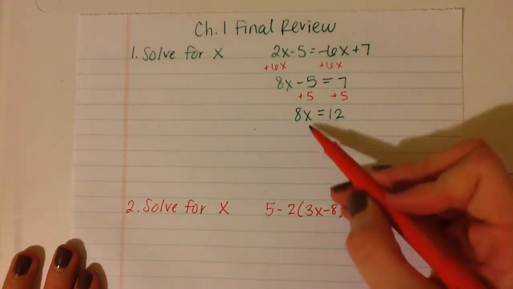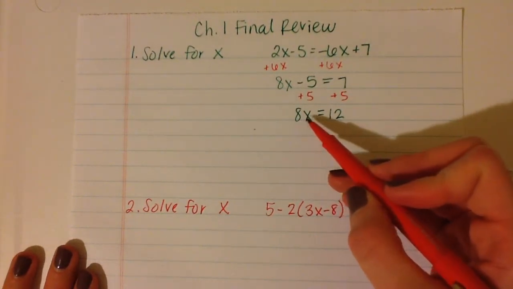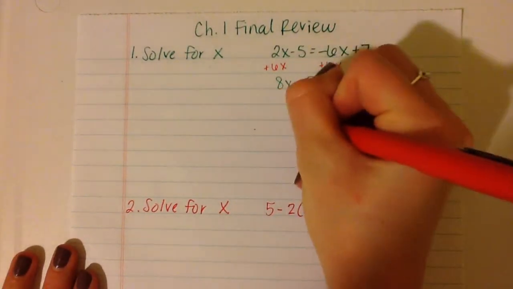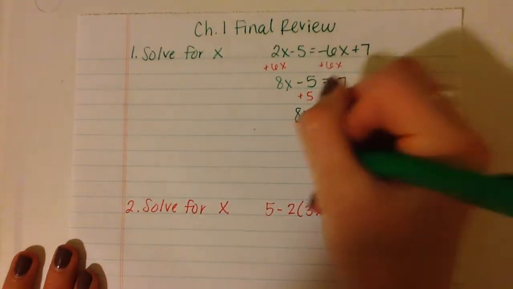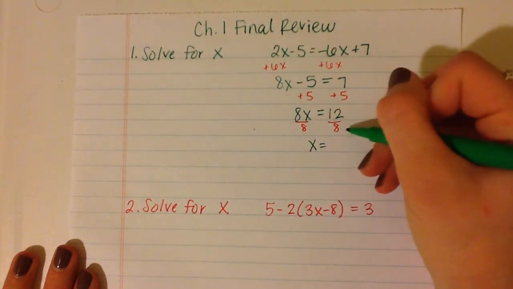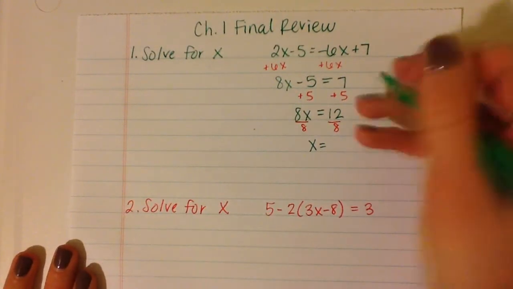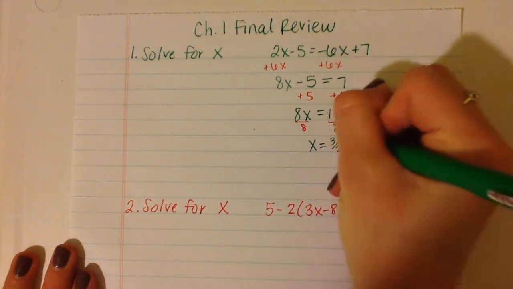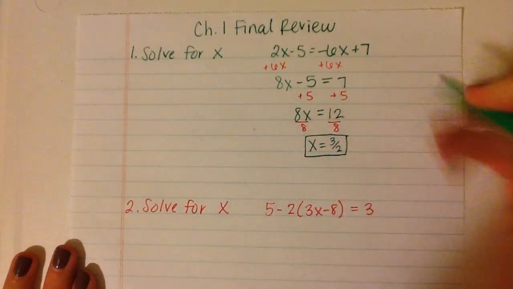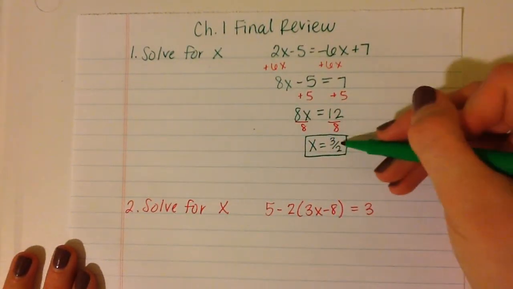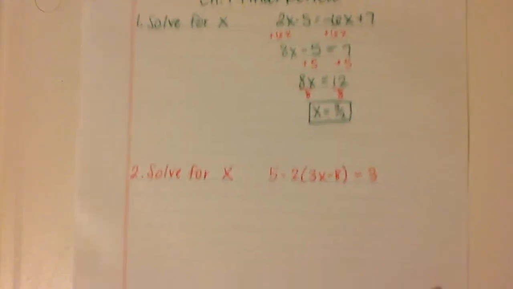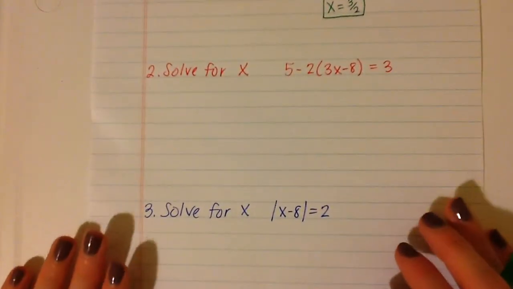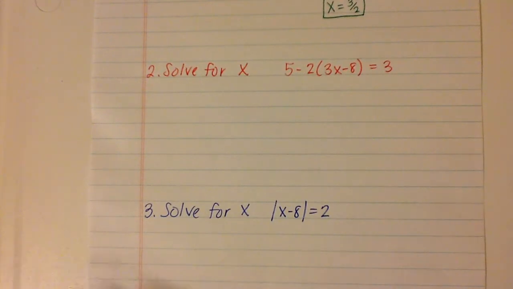So then we want x by itself, so we have 8 times x, so to undo that we're going to divide both sides by 8. So x is going to equal 12 over 8, which can be reduced to 3/2. 4 goes into both of these, 12 divided by 4 is 3, 8 divided by 4 is 2. And we're already done with 1.